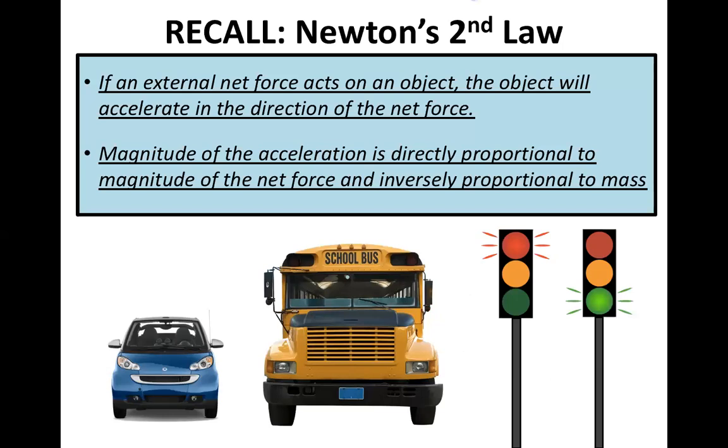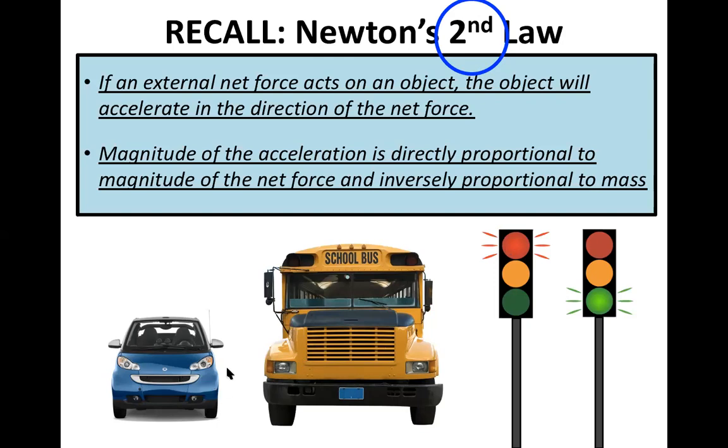We've also gone over Newton's second law, but just to recap, this states that if an external net force acts on an object, the object will accelerate in the direction of the net force. And also the magnitude of the acceleration is directly proportional to the magnitude of the net force and inversely proportional to mass. If we take a look at this smart car and big bus at a red light, which one has more get up and go?